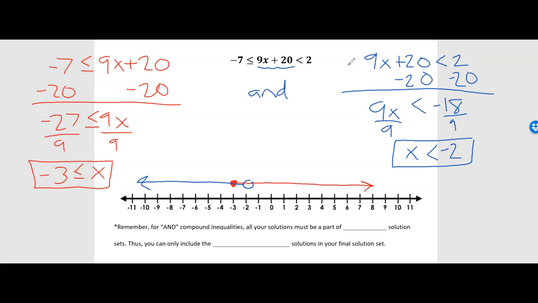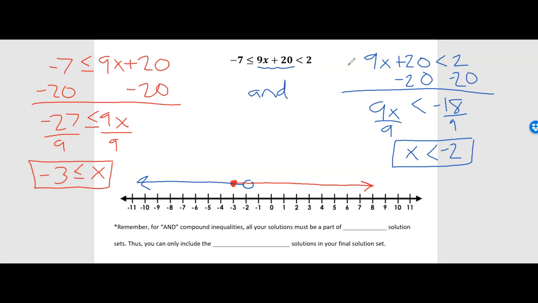Now here's the thing. This is an "and" inequality. And with "and" inequalities, we know that the solutions have to work for both inequalities. Right? I can't pick a solution and just have it work for one. It has to work for both. So take 30 seconds to pause the video. Think about which part of this number line is going to work for both the red and the blue inequalities.